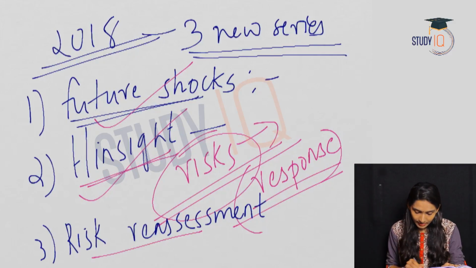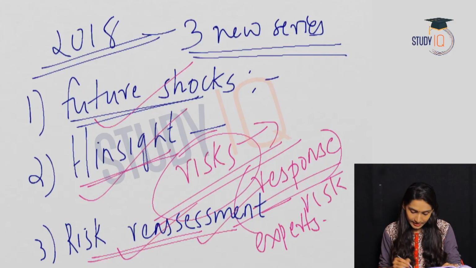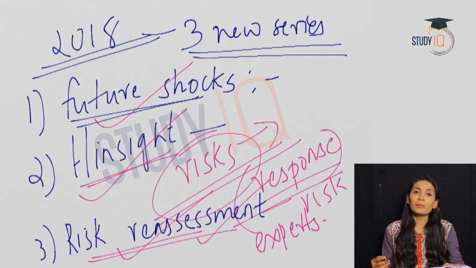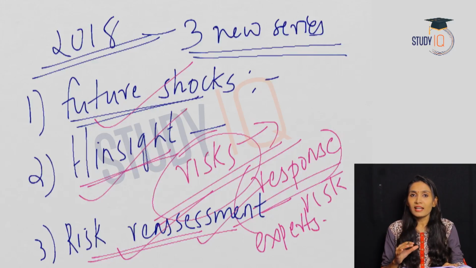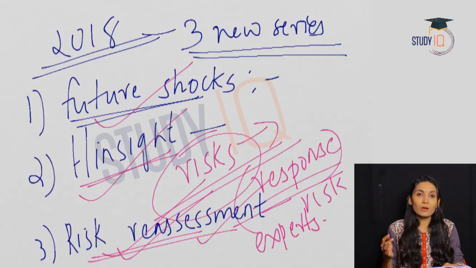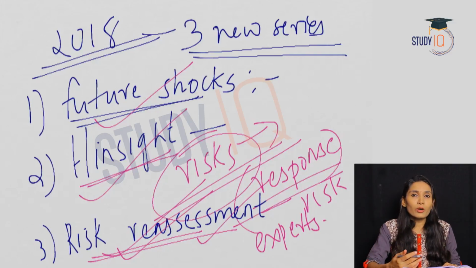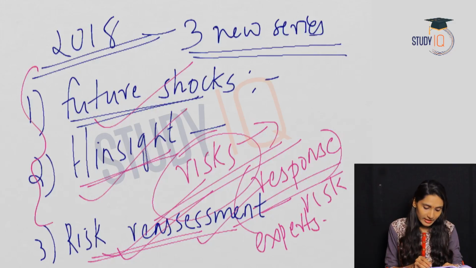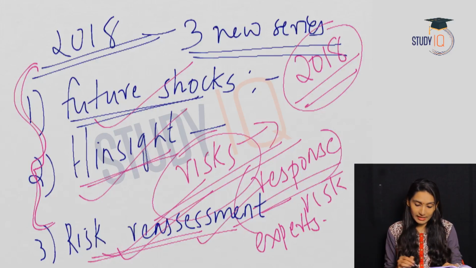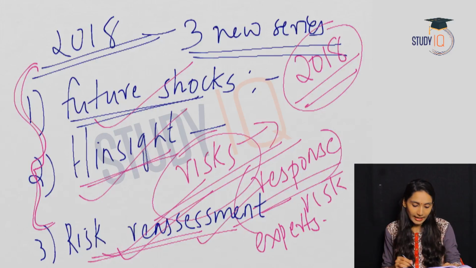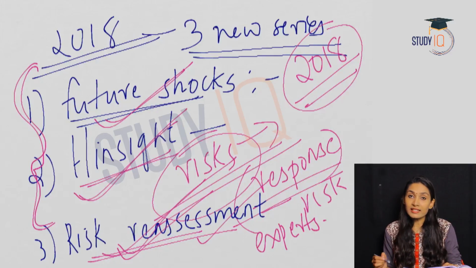The third one is the risk reassessment. Under the risk reassessment, the risk experts will share their opinion or insight about the implications of the decisions that are made. So there are certain risks and in order to overcome those risks, certain decisions or policy action is taken. So under the risk reassessment, these risk experts will put their insights on what will be the impact of the policy decisions that are used to overcome the risk. So these three are added in the new edition, that is the 2018 edition. These were not in the previous editions. So three new series that are added are future shocks, hindsight and the risk reassessment.